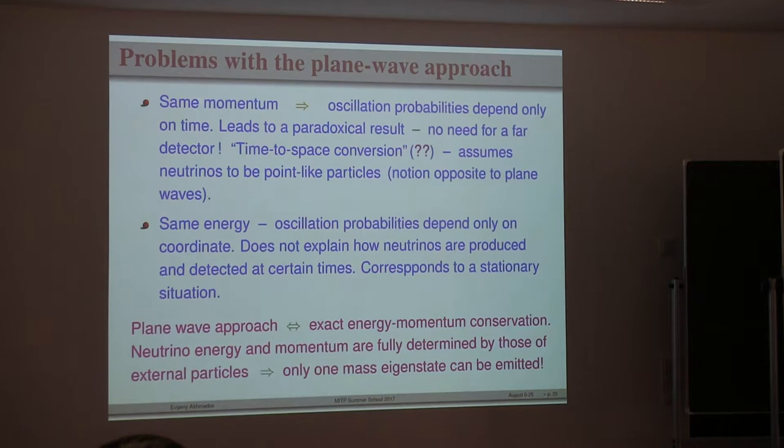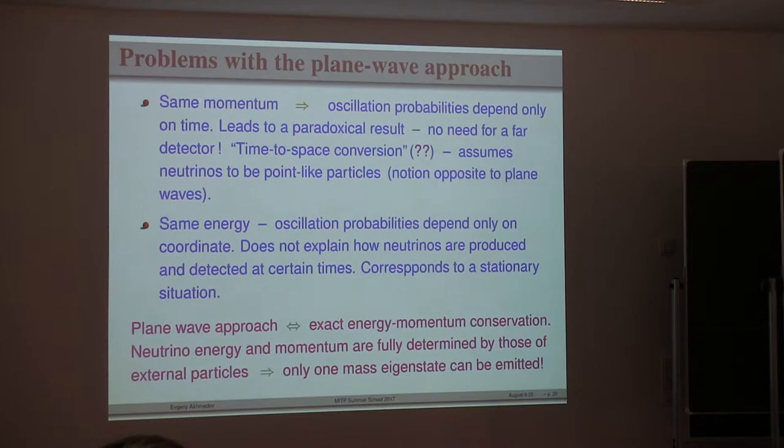If we invoke the same energy, same momentum approach, then the oscillation probability, strictly speaking, depends only on time. And then we are left with a very paradoxical conclusion. We don't need far detectors for a neutrino experiment. We just put the detector very close to the source and wait long enough, because the probability depends only on time. That's absurd, of course. That cannot be correct.